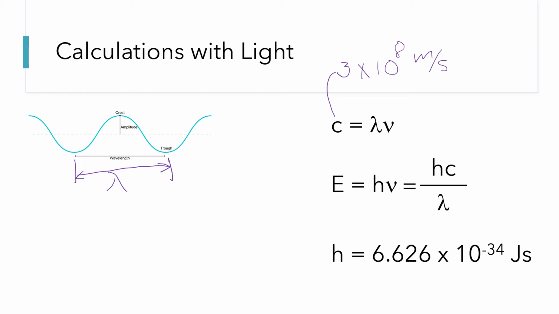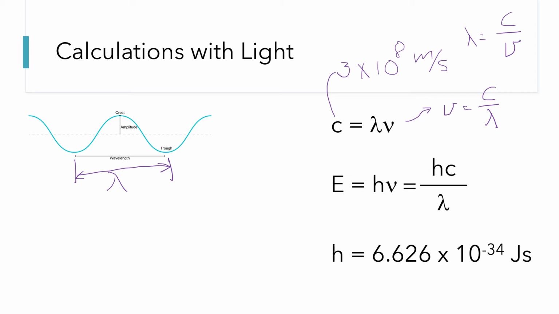The relationship here is that the speed of light is equal to its wavelength times its frequency. We can rearrange this equation a little bit. If you have the wavelength and you want the frequency, it would be equal to c divided by lambda. If you have the frequency and you want the wavelength, then the wavelength would be given by c divided by the frequency.